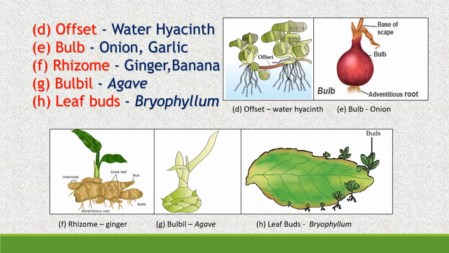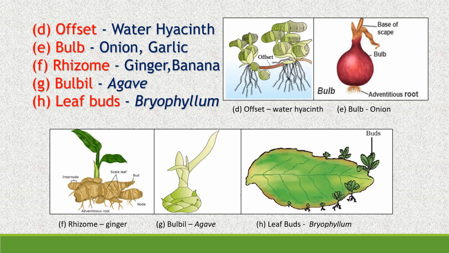Next is offset. This is a vegetative propagule and its example is water hyacinth. Next is bulb. Its examples are onion and garlic. Next, rhizome. Its examples are ginger and banana. Next is bulbil. The example is agave. Next, leaf buds. Its example is bryophyllum. So all of these are the examples of different types of vegetative propagation.